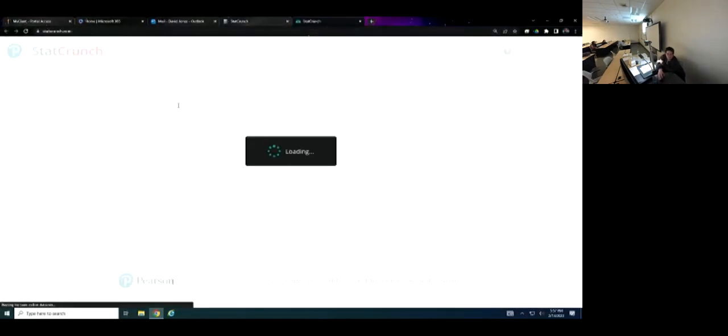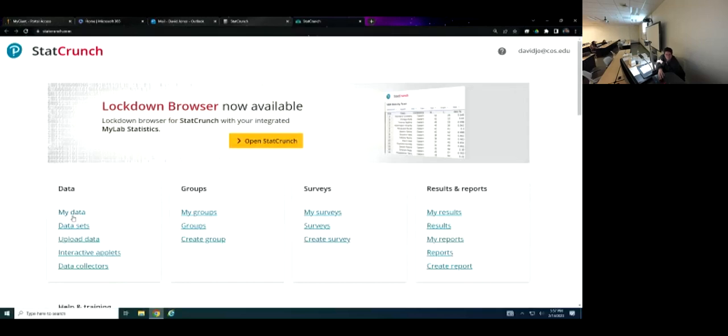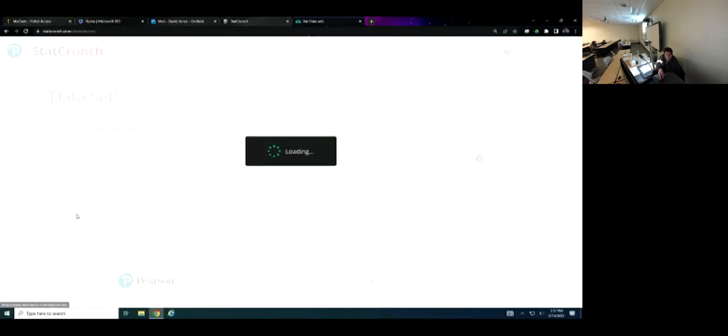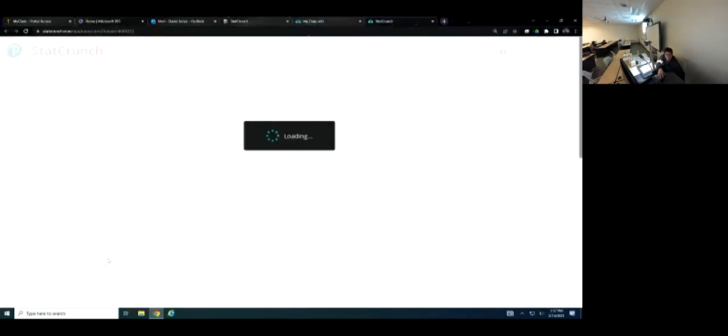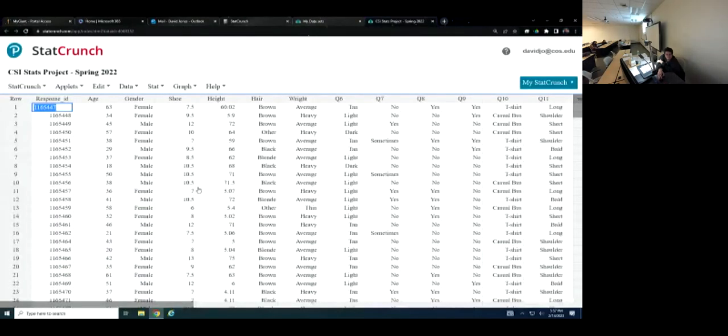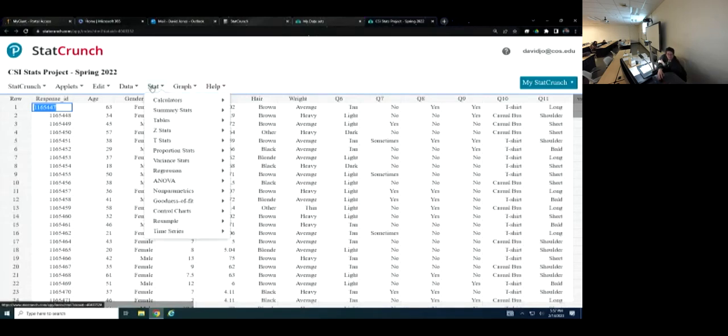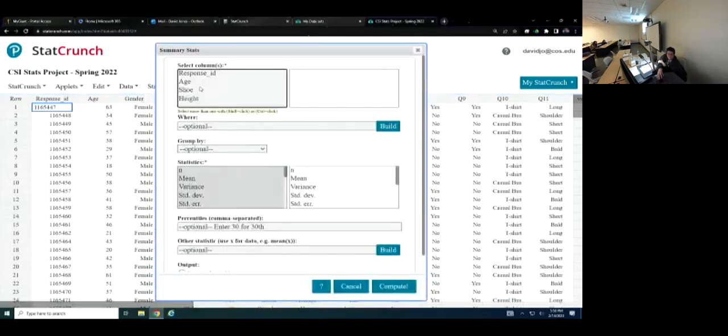So I'm in StatCrunch. I'm going to my data. Age had a pretty skewed area, so we'll look at age. Stats, summary stats, columns. We did this for the other one too. We did this when we were looking at mean and standard deviation last week.